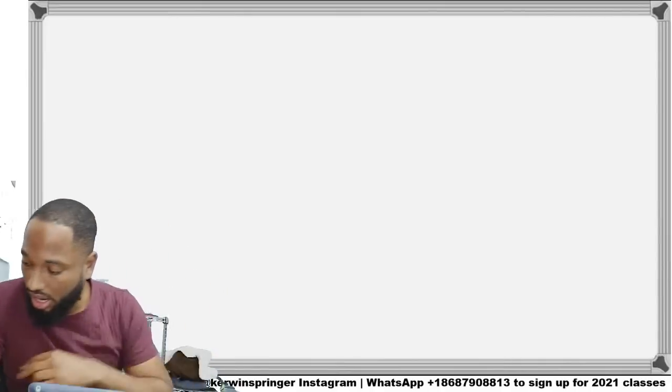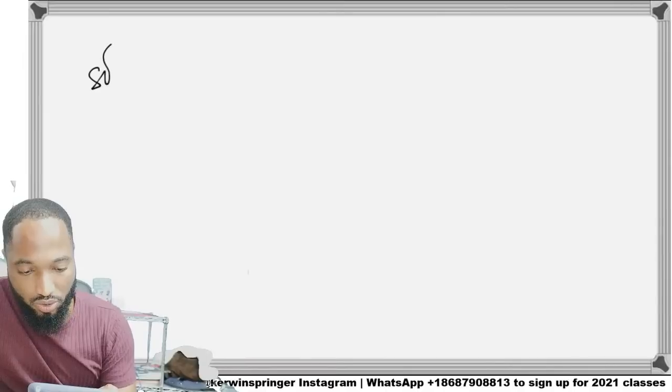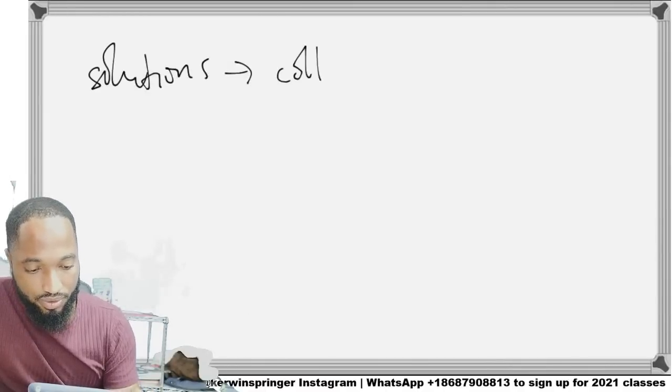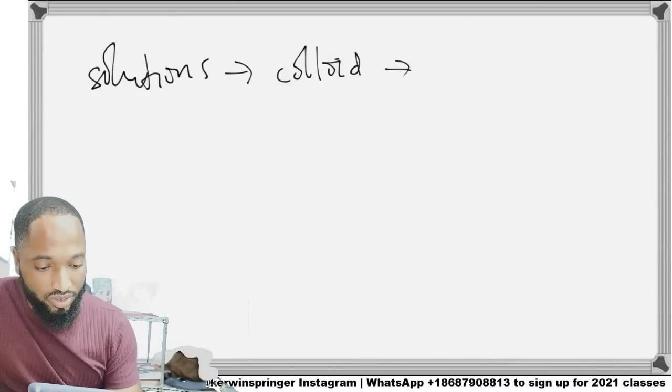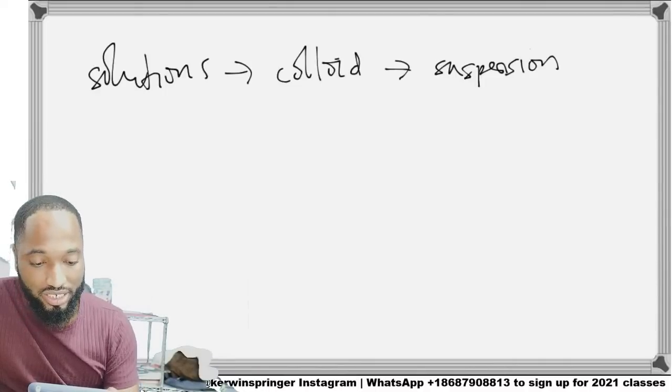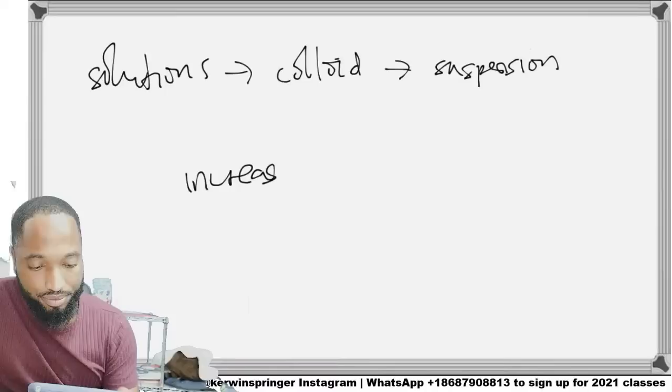Arrange in increasing size, you need to know this: solutions, then colloid, then suspension. And all the properties of these you should know, especially particle size. So this is increasing particle size.